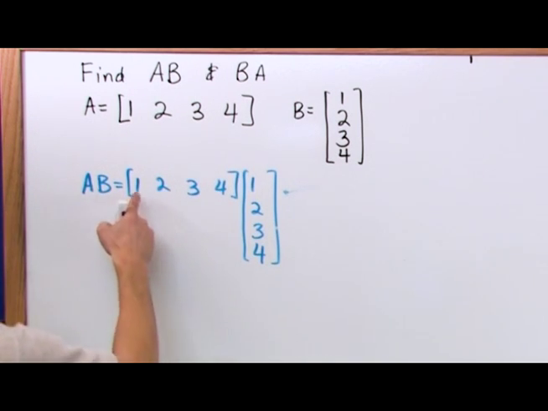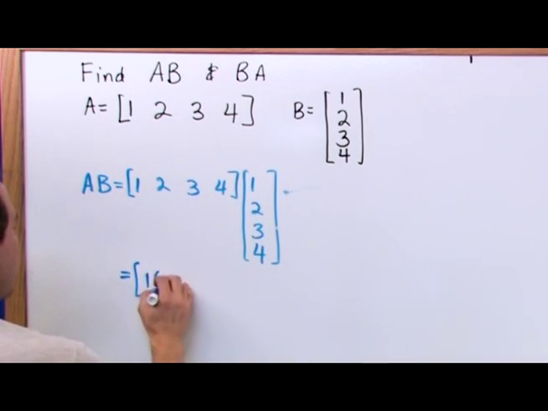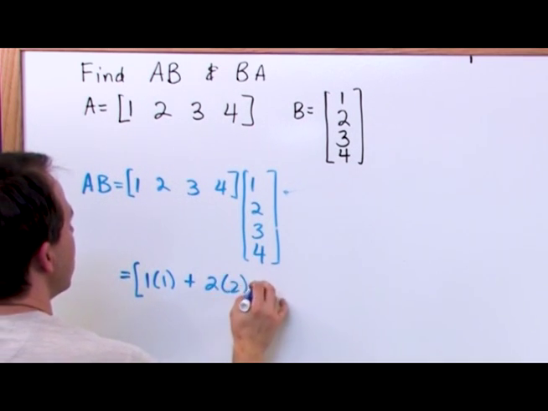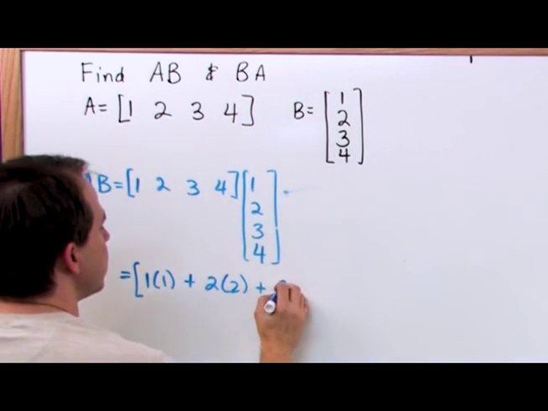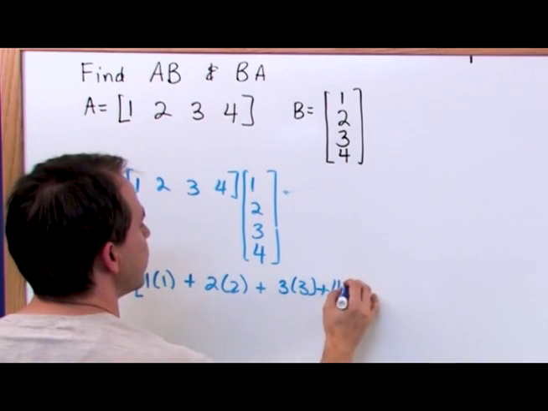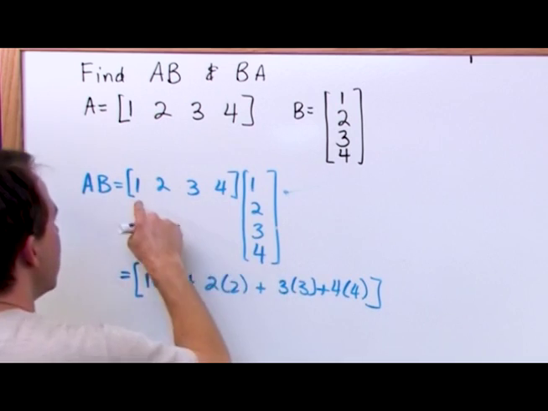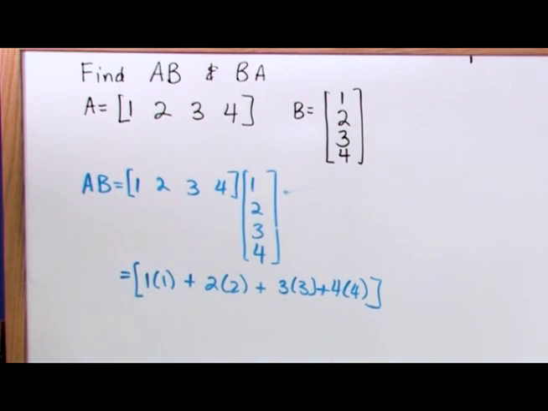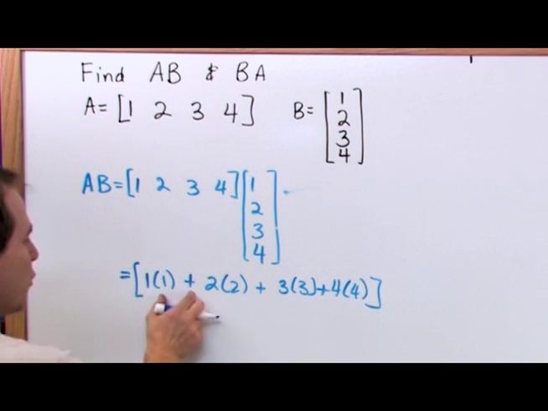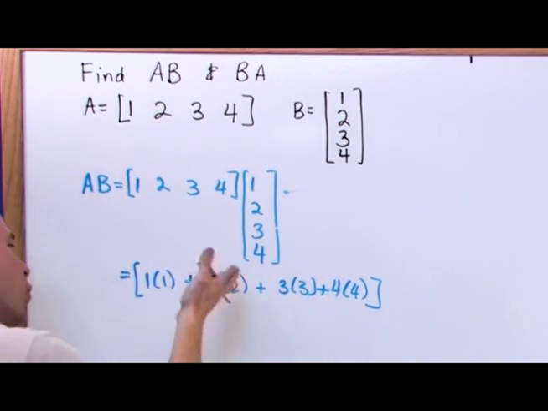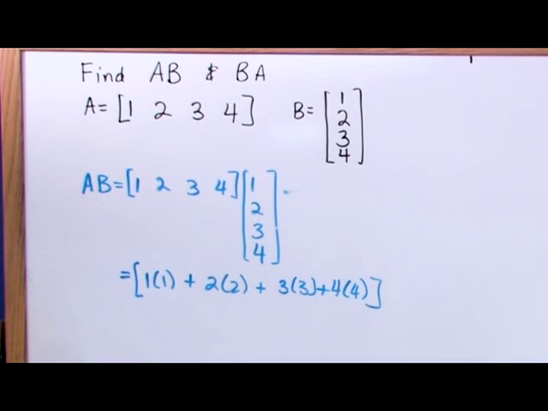What we're going to have is 1 times 1. Let me go and write it down explicitly, plus 2 times 2, plus 3 times 3, plus 4 times 4. Over and down. We've used every number with every corresponding number and we've added them together. Now, this is just simply one number. Multiply, multiply, multiply, multiply, but they're all added together. You're going to get one number here, okay?